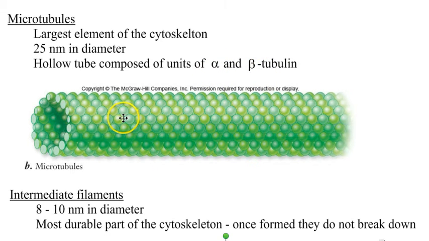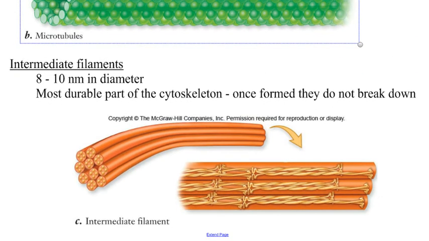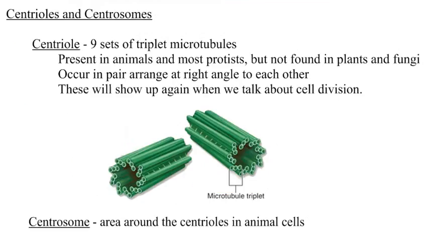You know, if you look at the illustration here, you can see that we've got these dark spheres, and then next to that we've got these light spheres. So there's like an alpha tubulin and a beta tubulin, and the way they're laid down, they make this nice coiling tube. And then the middle size, one of the intermediate filaments, these guys are about 8 to 10 nanometers. And these guys are the most durable part of the cytoskeleton. Supposedly once they're formed, they usually don't break down. We're not going to talk much more about those guys, but the other 2 guys will show up again.